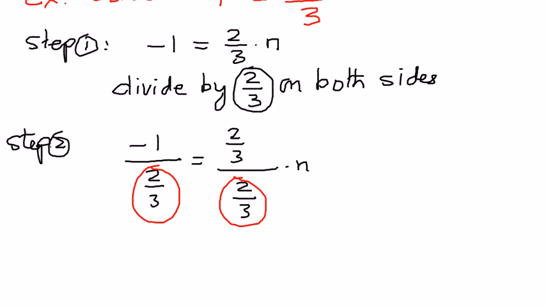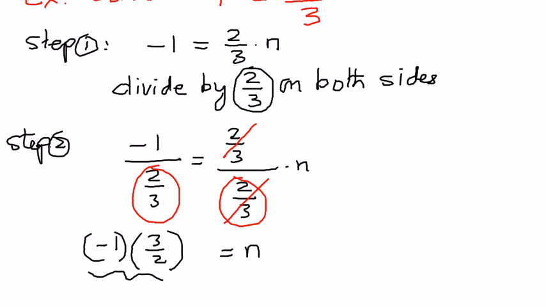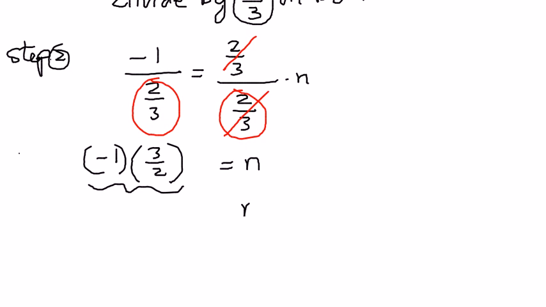So on the right hand side, the 2 over 3 in the numerator and 2 over 3 in the denominator cancel out, leaving us with n on the right hand side. The term we need to simplify is as follows: -1 divided by 2 over 3. 2 over 3 becomes 3 over 2 when we write the same fraction as a multiplication term. So it is just a matter of simplifying the left hand side. So n is equal to -1 times 3 is -3 divided by 2. And this is our solution.